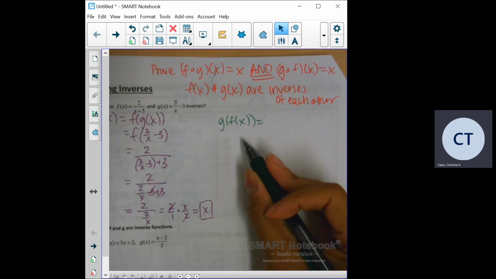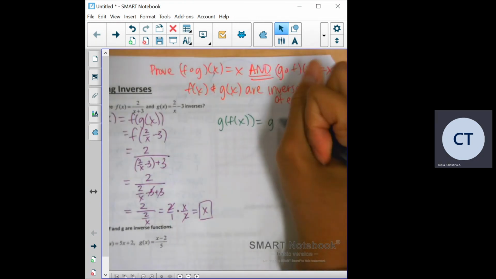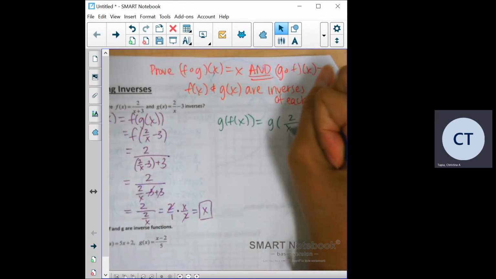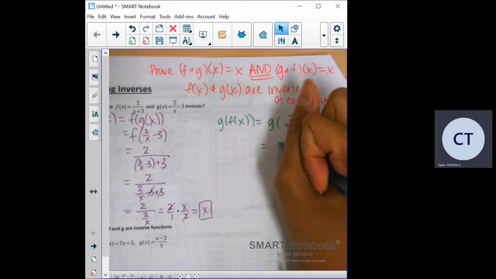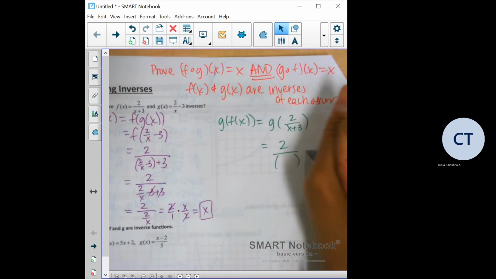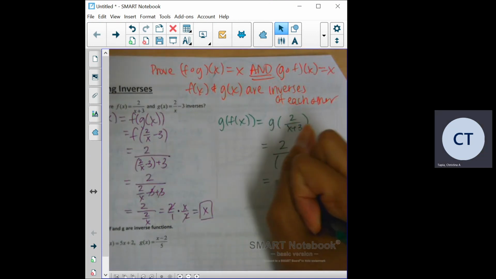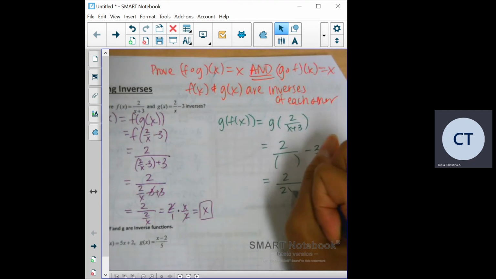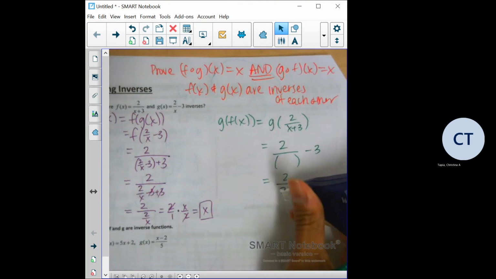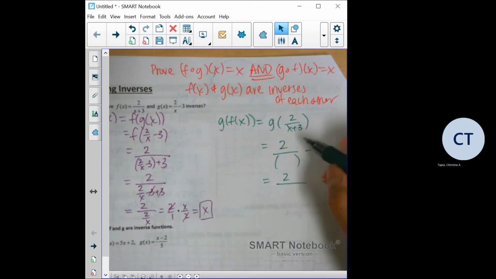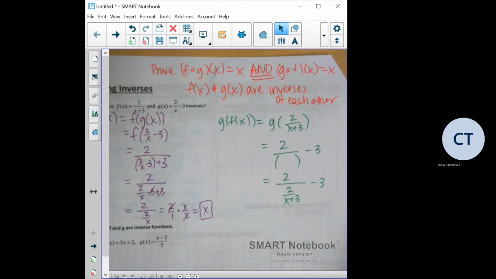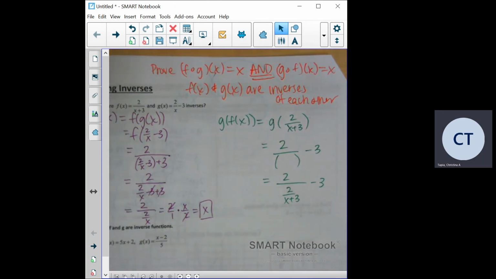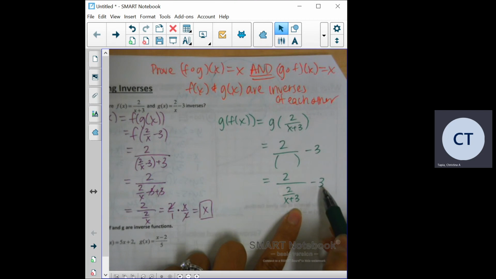So for the composition, we're going to have g of 2 over x plus 3. Okay, that can't simplify. So I'm going to take this and plug it into the g function. So we're going to have 2 over, I'm going to substitute all of this in, 2 over x plus 3, minus 3. If I was thinking of simplifying, which I am, Edgar, can I just cancel these 3's?